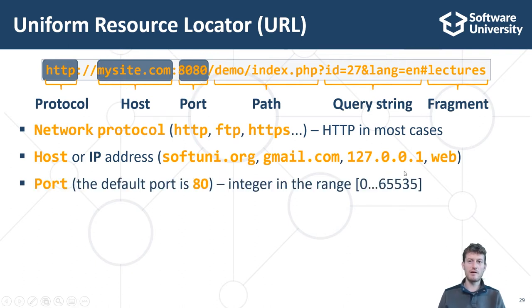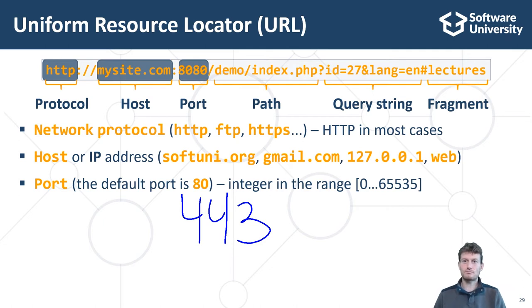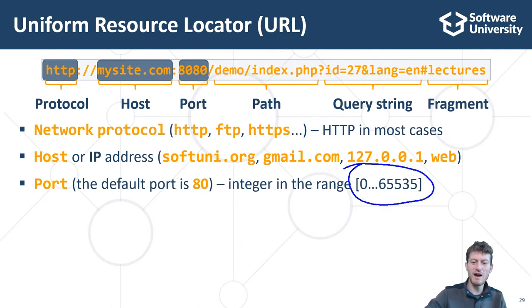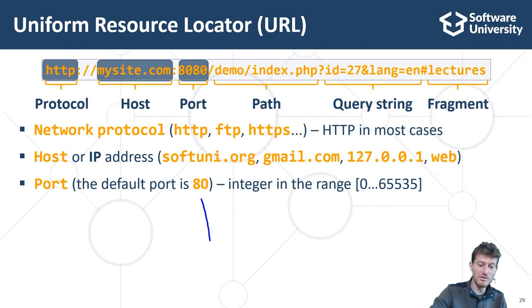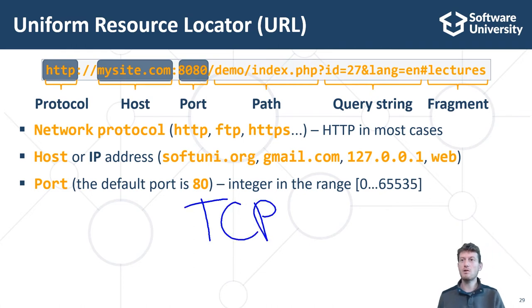The next part of the URL is the port number. If not specified, the default port for the HTTP protocol is 80, and for the HTTPS protocol is 443. The port number is an integer number in the range from 0 to 65,535. The port comes from the underlying TCP protocol, which operates using port numbers.